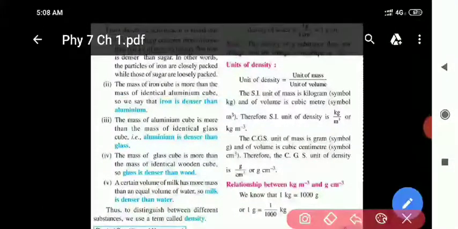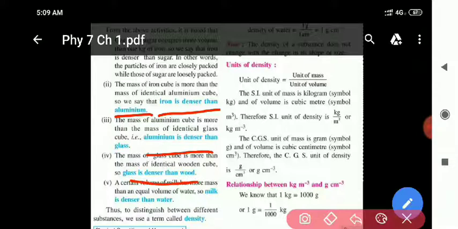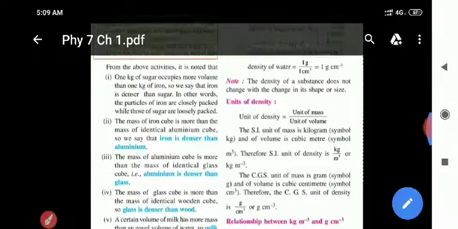From the above activities, it is noted that 1 kg of sugar occupies more volume than 1 kg of iron. So we say that iron is denser than sugar. In the next, iron is denser than aluminium as weight of iron is more than aluminium. Aluminium is denser than glass as mass of aluminium is more. Glass is denser than wood and milk is denser than water. Thus, to distinguish between different substances, we use the term density.